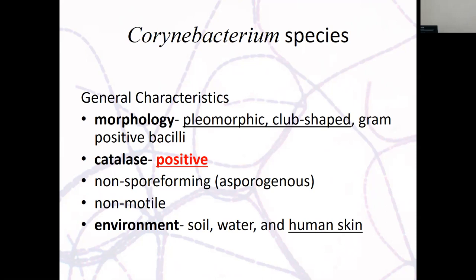It is catalase positive, this whole species of Corynebacterium. Non-spore forming, okay, which is asporogenous. And non-motile, we're going to see one that's going to be motile. And the environment is where most of all of these hang out: soil, water, but also on the human skin for Corynebacterium.